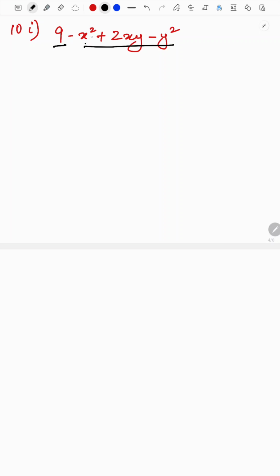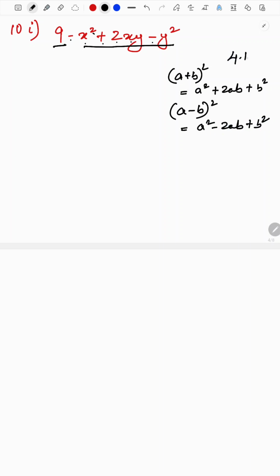But here it is minus x square plus 2xy minus y square, and you know the formula: a plus b whole square was a square plus 2ab plus b square, and a minus b whole square was a square minus 2ab plus b square. This you have done in exercise number 4.1, isn't it? So this also looks somewhat like this, a square plus 2ab, but here you have minus y square, that is minus b square. So let's rewrite this like this.